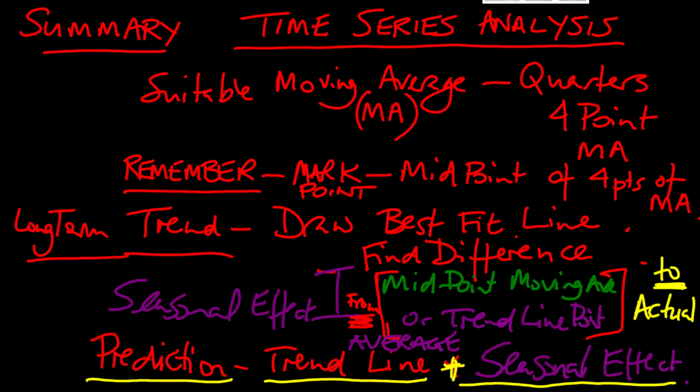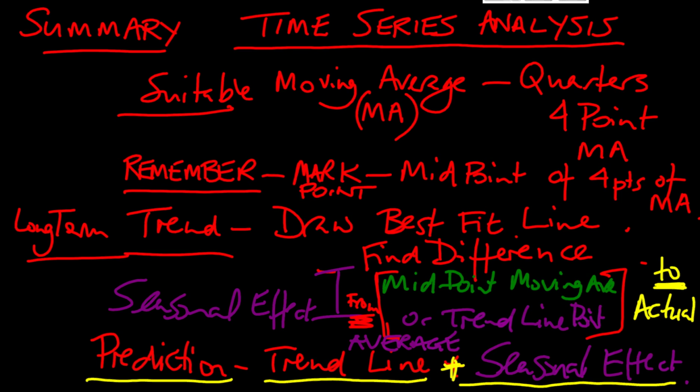Finally, here's our summary, which I'd like to give you at the end of each of these videos, and this is a summary for time series analysis. First thing you have to do is select a suitable moving average. Typically these questions are quarterly, so you're looking for a 4-point moving average. Remember, when you come to graph it, mark the point at the midpoint of the 4 points, halfway between the middle two. Work out your long-term trend by drawing a line of best fit. Just go through your points on the graph and do that by eye.